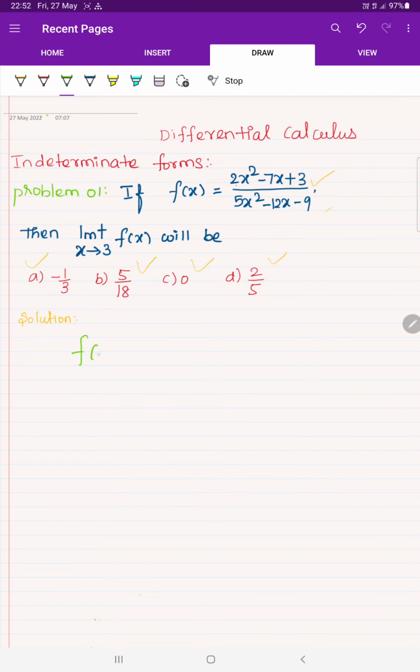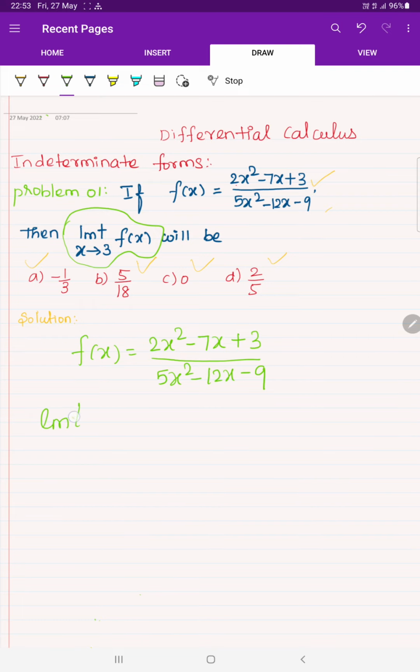First, take the given question directly. F of x equals 2x power 2 minus 7x plus 3 upon 5 times x power 2 minus 12x minus 9. Observe the question carefully: the limit as x tends to 3 of f of x. When the value of x is approaching 3, what is the expected value of f of x? What is the actual meaning of this? We have to replace x by 3 in the whole function.